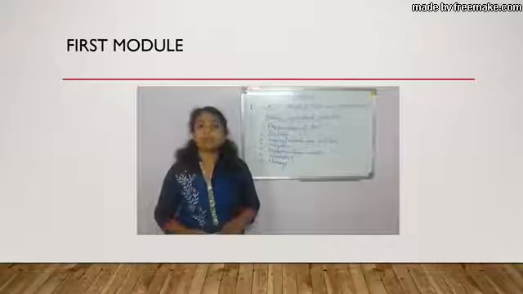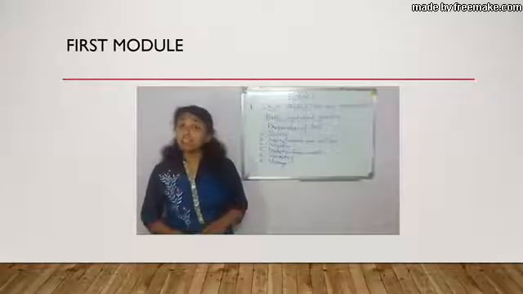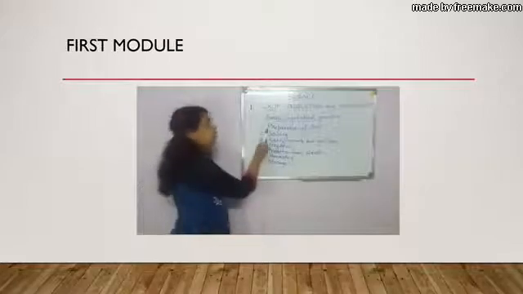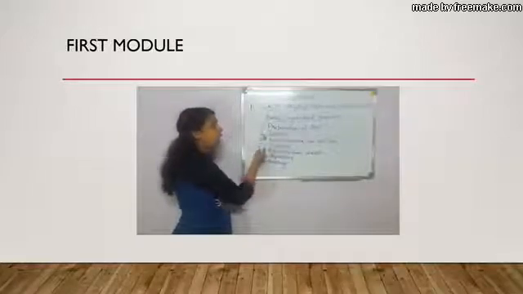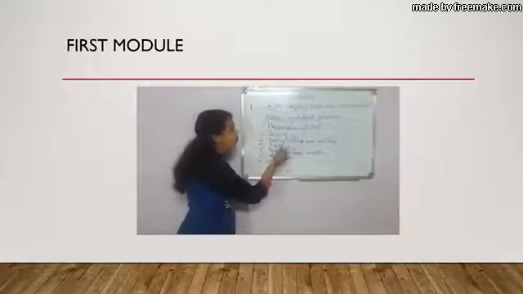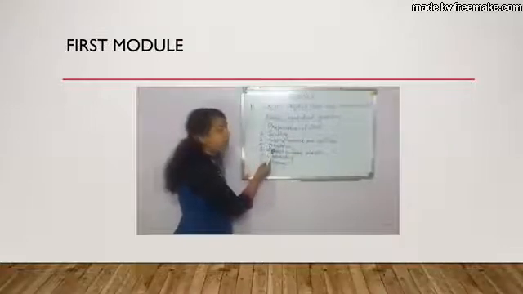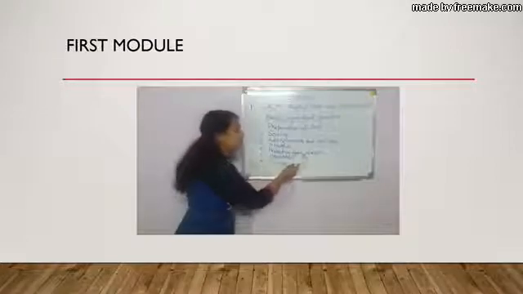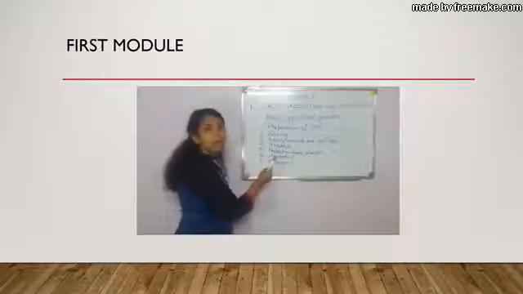Now let us discuss the basic agriculture practices. The basic agriculture practices are: number 1, preparation of soil; number 2, sowing; number 3, adding manure and fertilizers; number 4, irrigation; number 5, protection from weeds; number 6, harvesting; number 7, storage.